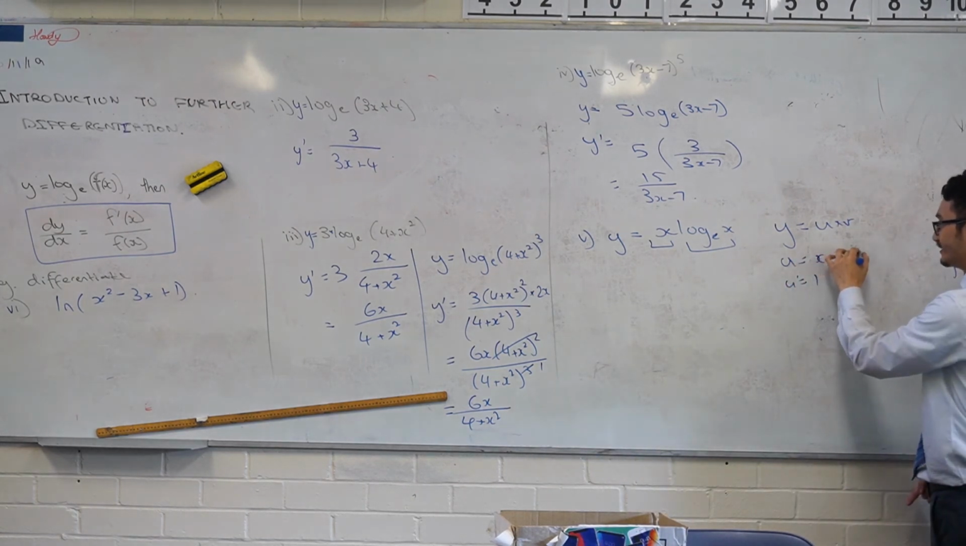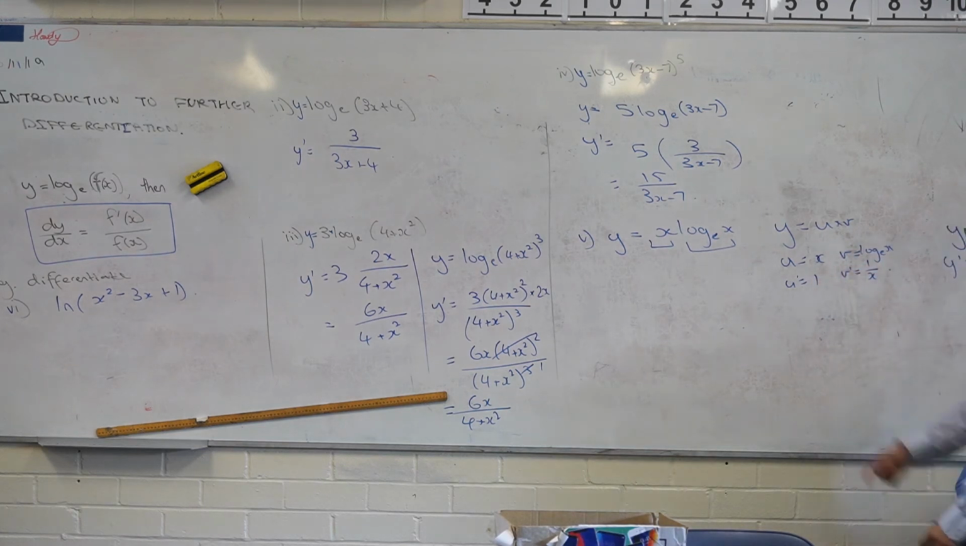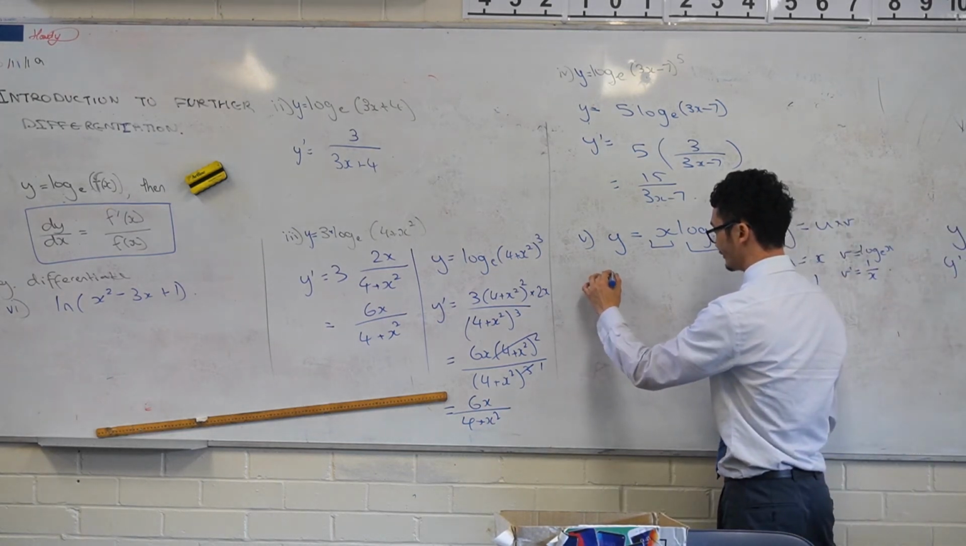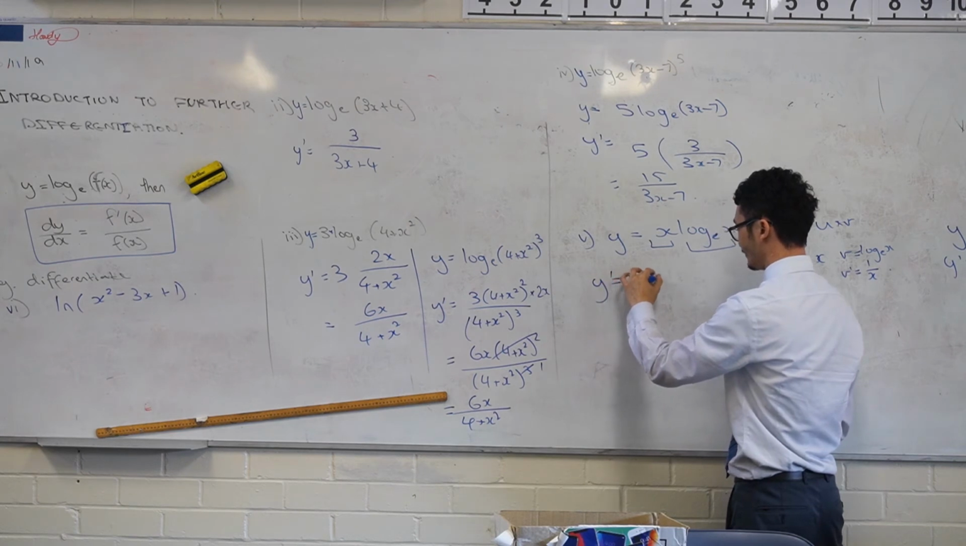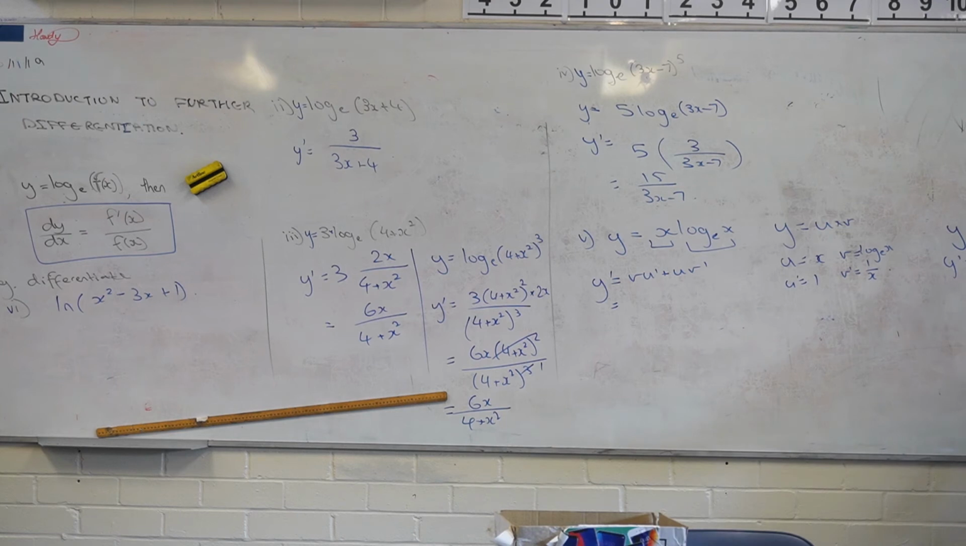And then v is equal to log e of x, and then v dash is 1 on x, right? So then we have to apply our product rule. So now, Emily, what are we going to get?